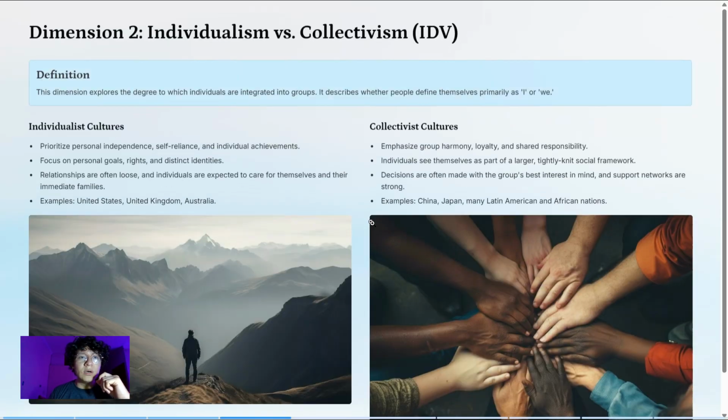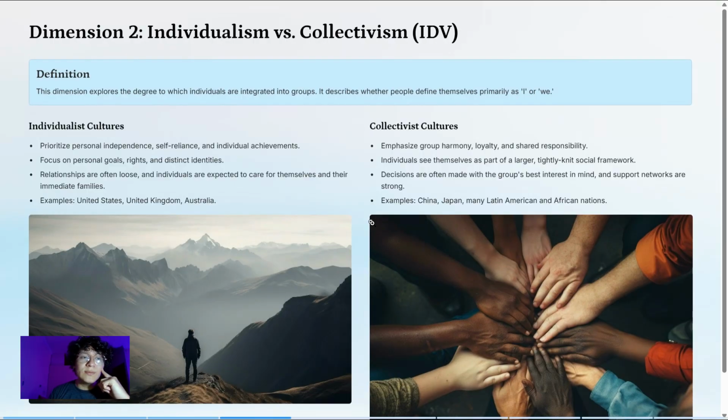Let's talk about the second dimension, individualism versus collectivism. So individualism focuses on the personal. People value independence, personal goals, and self-expression. Collectivist cultures focus on we, the group, harmony, and shared responsibility. This dimension is very important in the EFL classroom because it affects group work, decision making, and even how students respond to feedback.